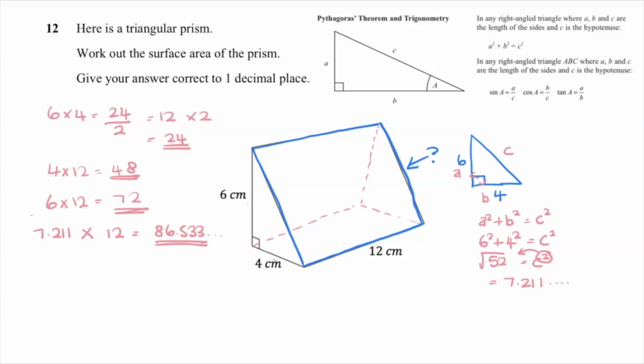So I'm going to add up all my answers. And I get this. Check in with how they want it rounded. It is 1 decimal place, so our final answer is 230.5 centimeters squared.